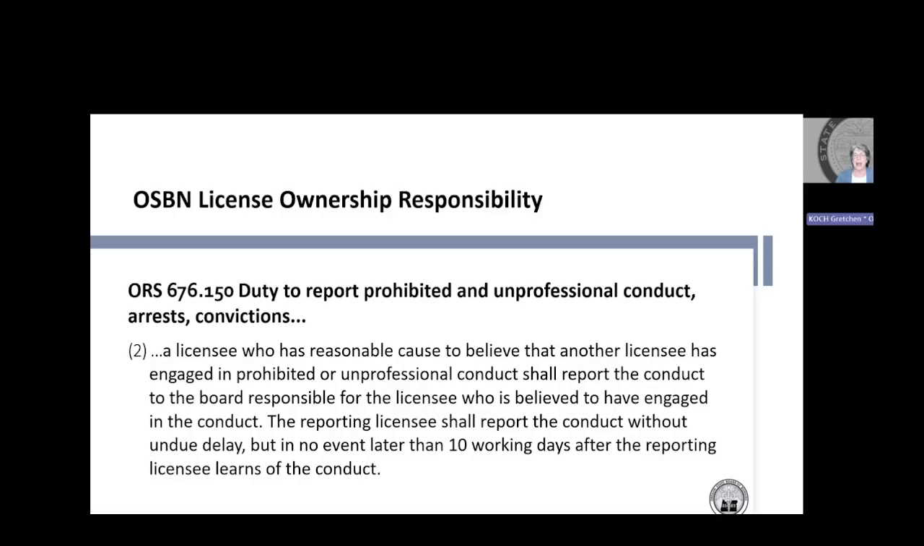It will behoove you to access the Chapter 676.150 statute directly, not only to refresh your knowledge of the 24 specific boards currently identified, but also to learn the statute-specific definitions of the terms prohibited conduct and unprofessional conduct, conduct the OSBN license owner is responsible for both recognizing and reporting.